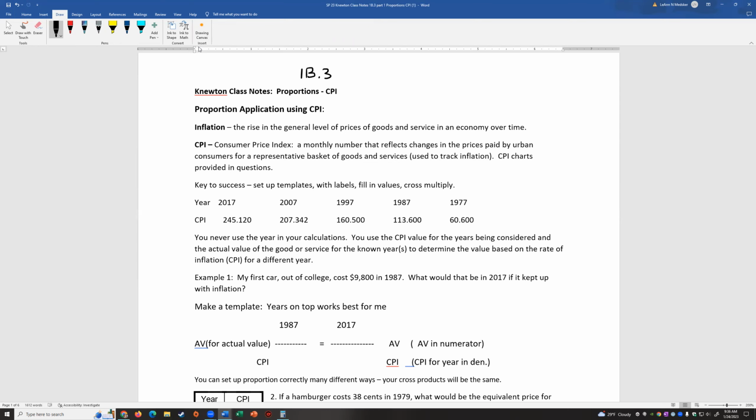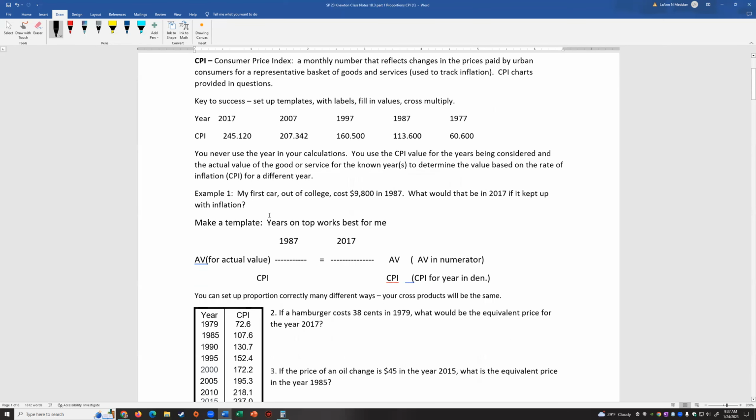The key to success on these problems is to set up your template with your labels, then fill in your values and cross multiply. So for example, this is the CPI, the price of the goods and services in that basket, say those 20 to 25 items. I don't remember exactly how many items it is. In 2017, they were $245.12. Back in 1977, those same goods were only $60.60. So you can see the comparison over the years. We never use the actual year in our cross multiplication. We use it as a label.